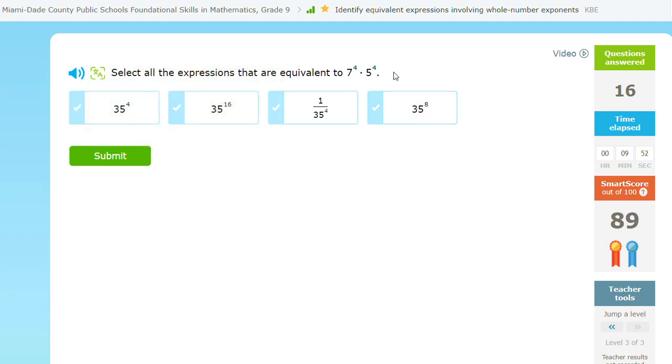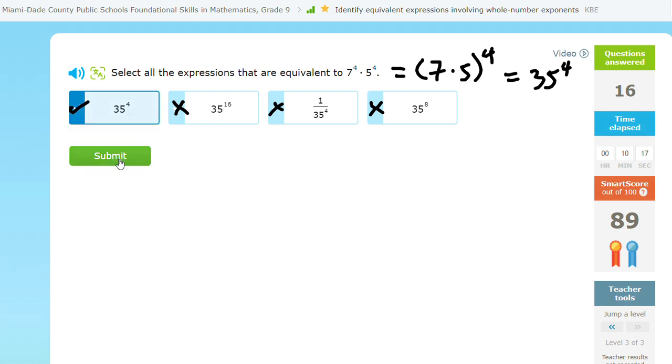7 to the 4th times 5 to the 4th is keeping the exponents and multiplying the bases. And so that's going to be 35 to the 4th power. Looking for 35 to the 4th power. This one's correct. That one's definitely wrong. The third option is upside down. The fourth option is wrong. And so the first option was the only correct option.